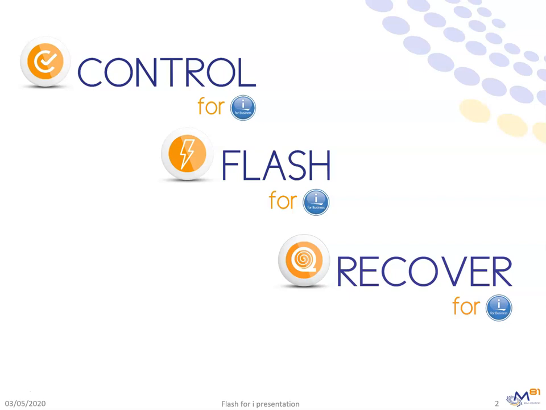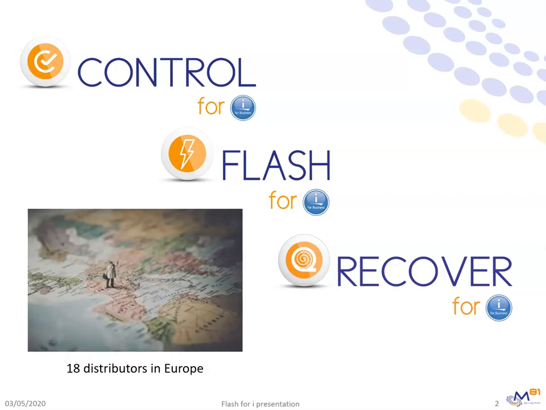The M81 family is made of Control4i, Flash4i, and Recover4i. In this video, I'm going to introduce you to the product Flash4i, which is the firstborn of this family. For the other products, I invite you to go to and see the presentation in a similar format of 10 minutes. M81 distributes its products all over Europe through a network of 18 distributors for the moment.